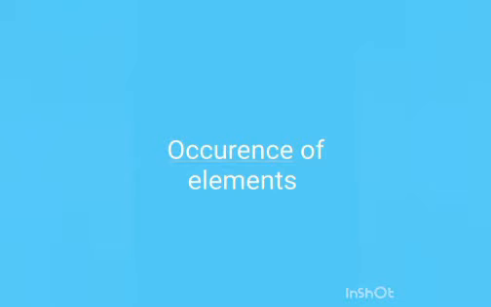First of all, in the earth's crust these are metals, and in the atmosphere these are non-metals, and then in the earth's innermost part, there are metalloids. And after that, let me tell you now about the occurrence of elements.